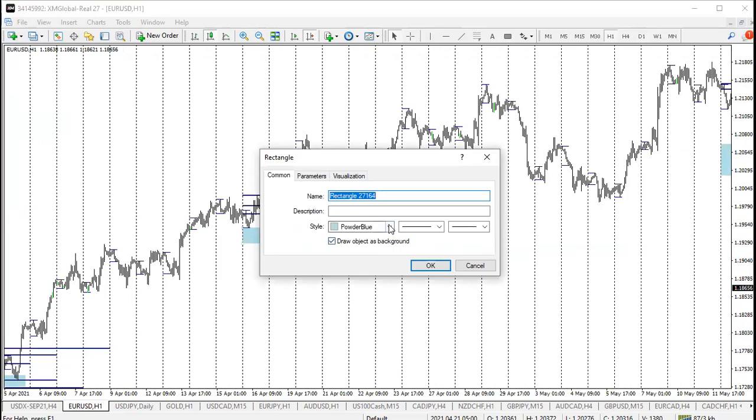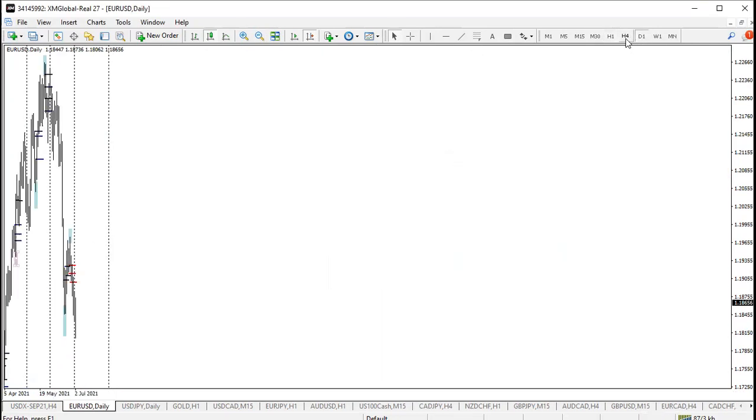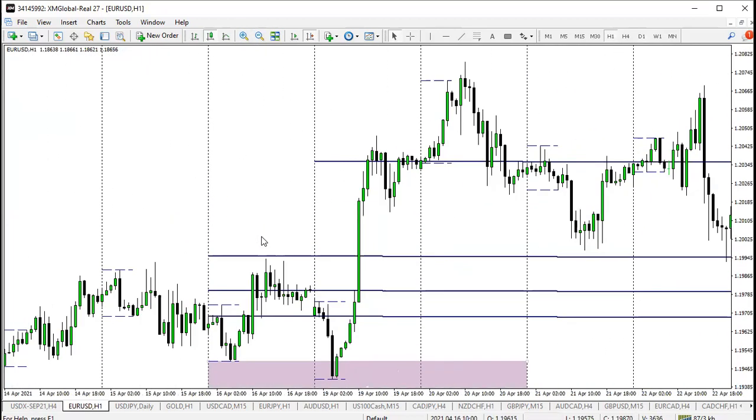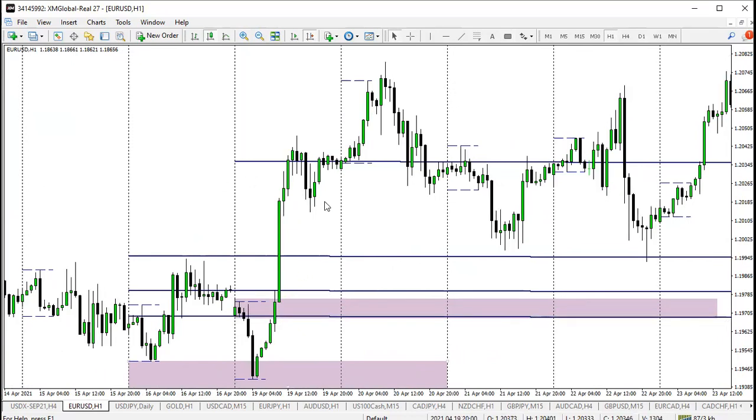Let me change the color so that I won't make a mistake. Yeah, that's the one. Right. So like I said, you also want to mark the breaker block that was used to take out the first day's low. The breaker is this one. All right. 1, 2, 3.